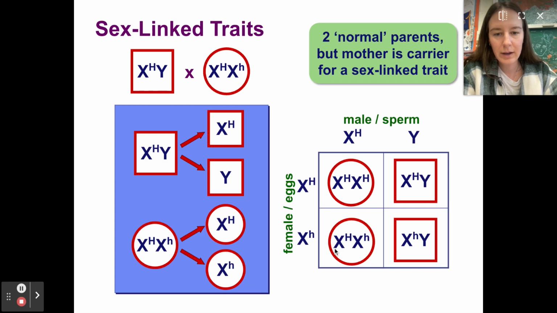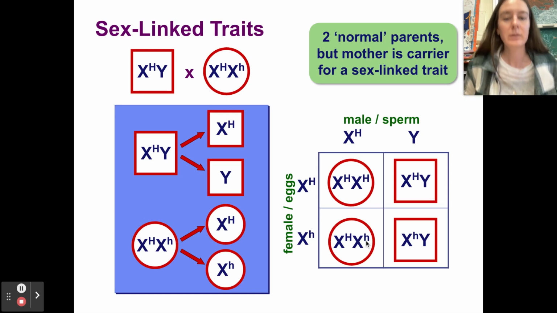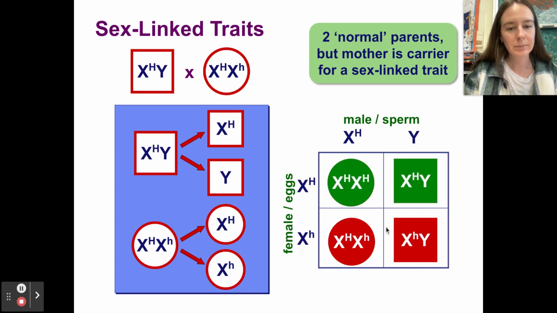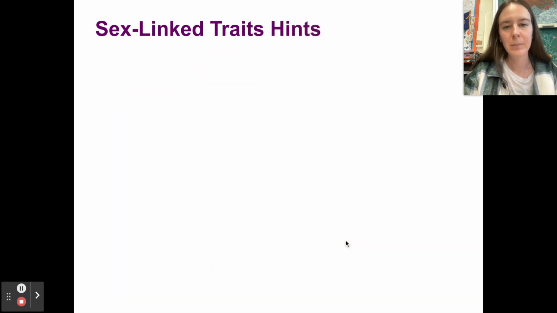Okay, so if the egg donates X and the male donates X, and we have the mom donate the little h, the recessive allele, you're still going to be normal. You're going to be a female, but you have one working copy, so you're fine. But if your mom donates a little h and your dad donates a Y, then you have a male that has that trait, because in this case, you have the recessive allele. And then this one, you actually wouldn't have it because you still have a dominant allele here.